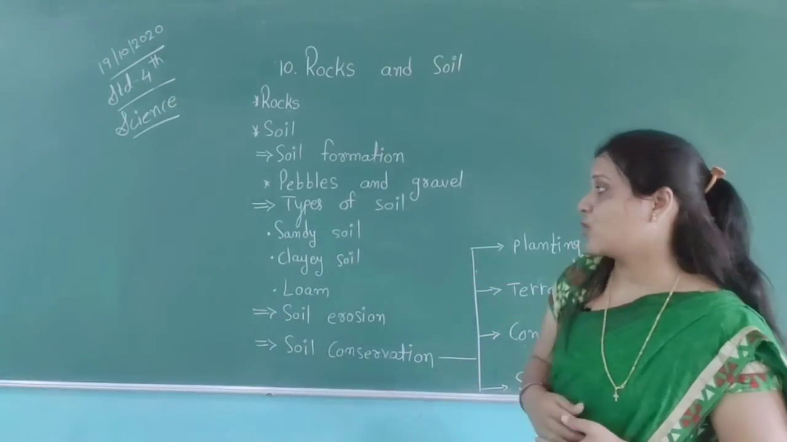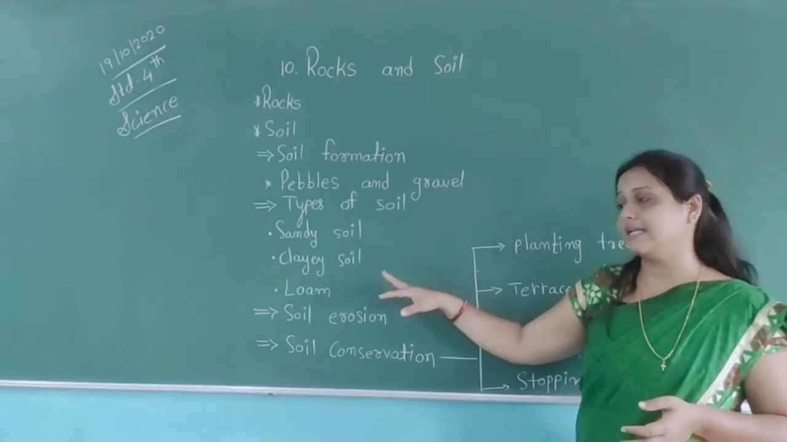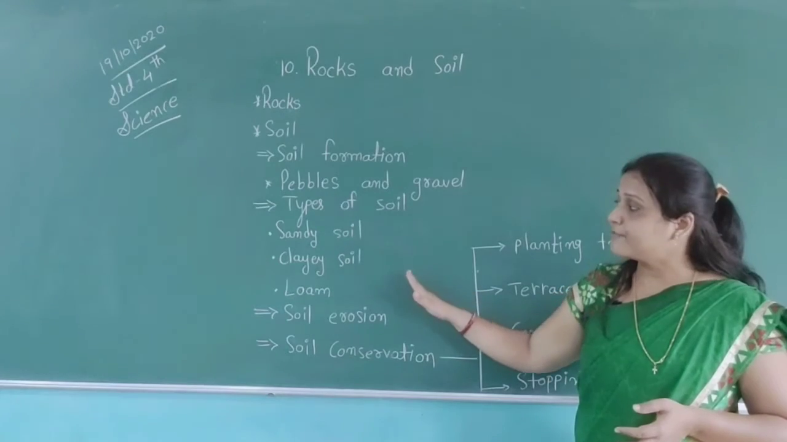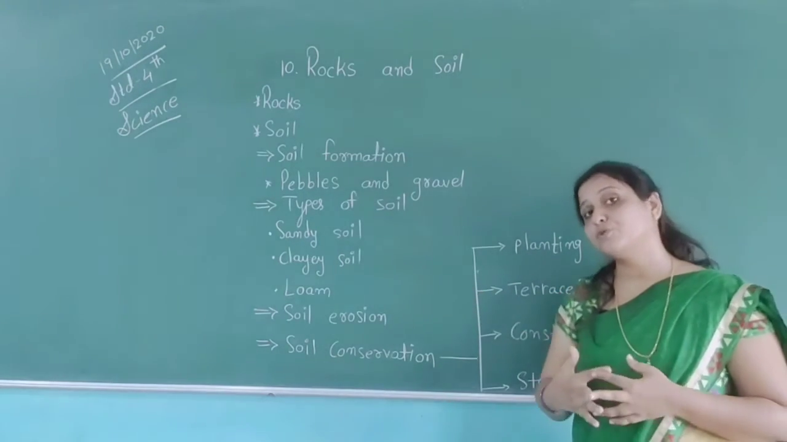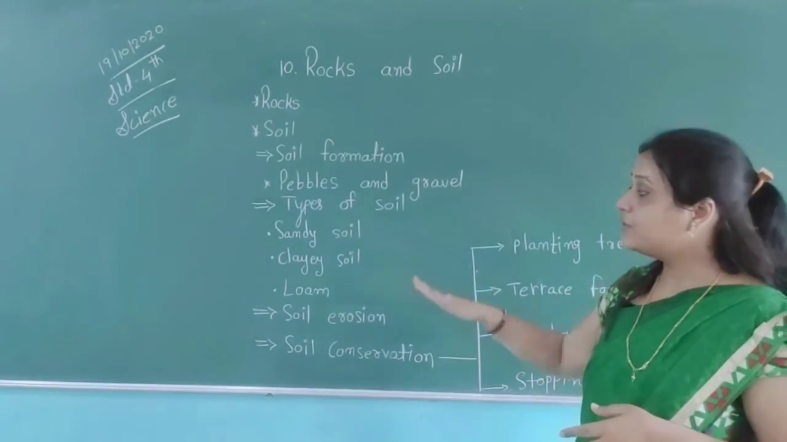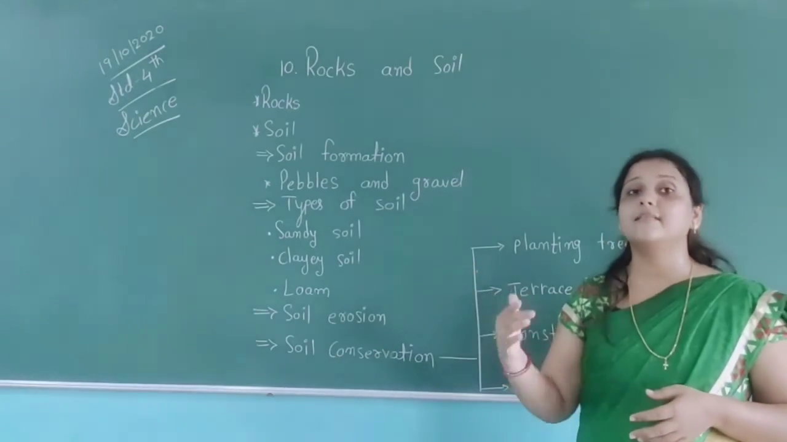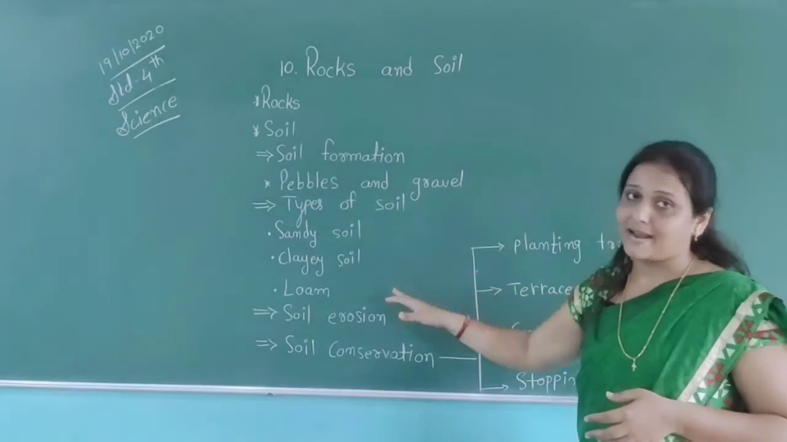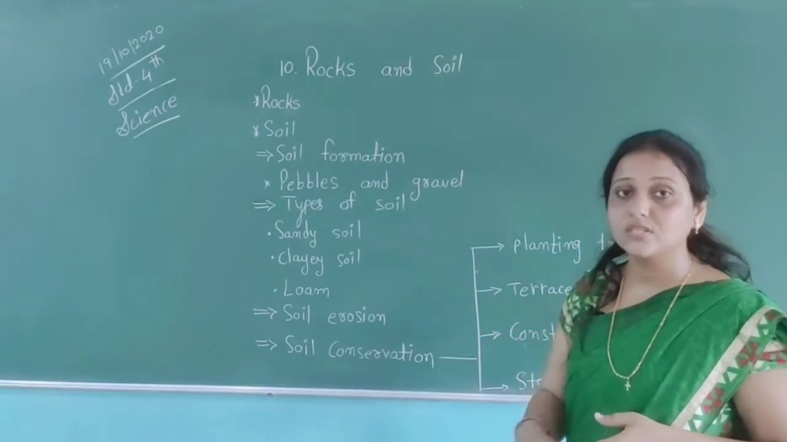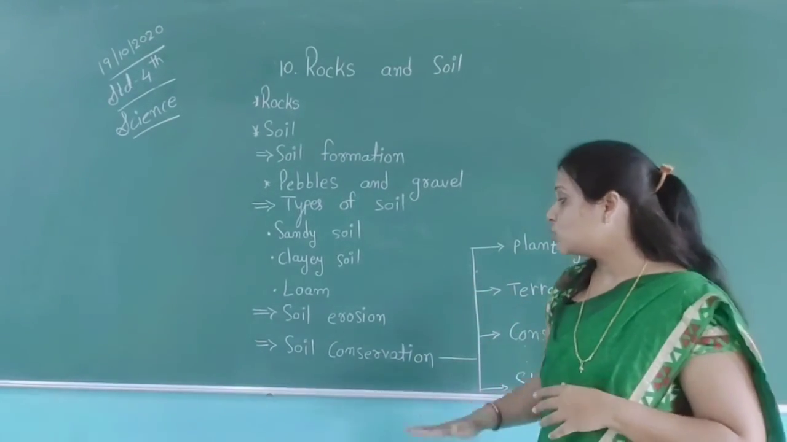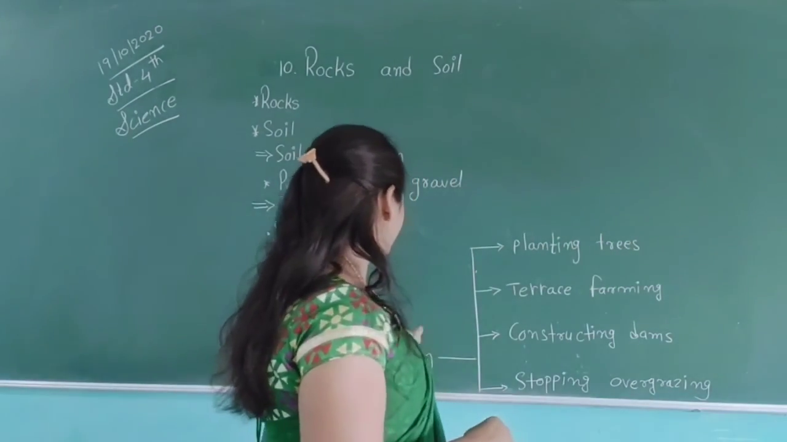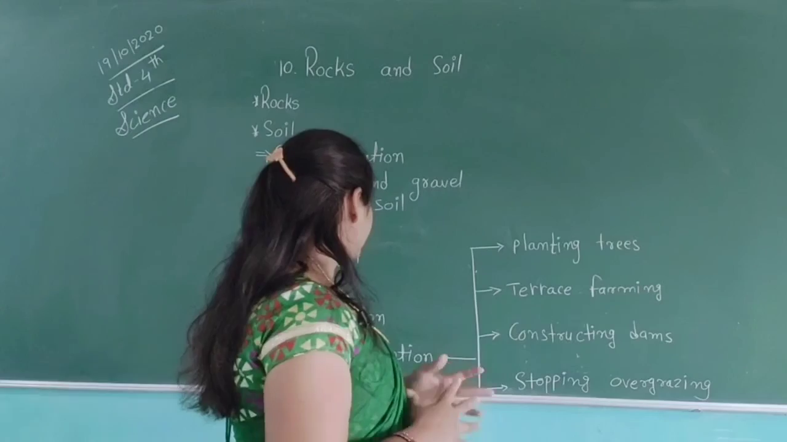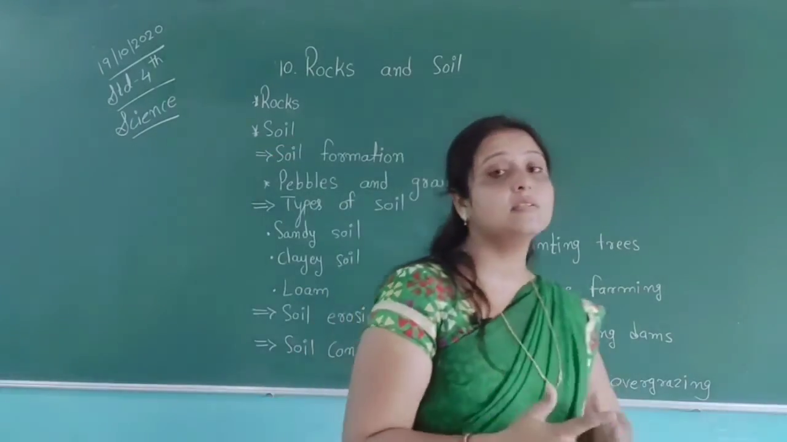Then types of soil: sandy soil, clay soil and loam. At different places on our earth we get different types of soil, and using these features we get different types of plants on them. Then soil erosion, and we also have some methods. Using these methods we can stop soil erosion. They are called soil conservation.